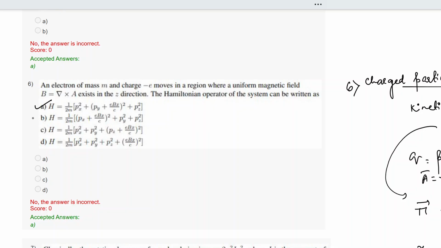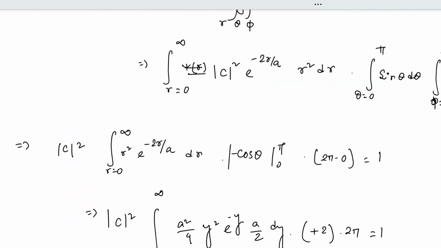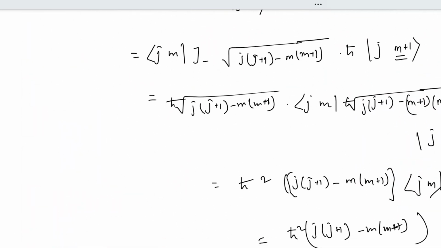Now question number 7. Classically the rotational energy of a molecule is given by 2 pi squared I nu squared, where I is the moment of inertia of the molecule and nu is the number of revolutions per second. Moving to quantum mechanics, if such a rigid diatomic molecule is in the state L equal to 2, then the number of revolutions per second nu will be how much? So let us take the blank page again. This is question number 7.